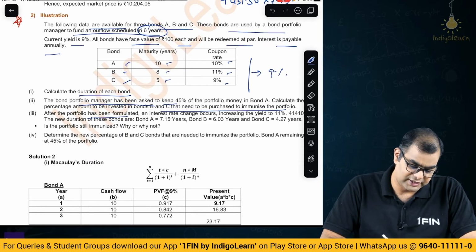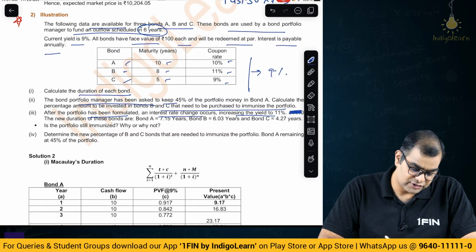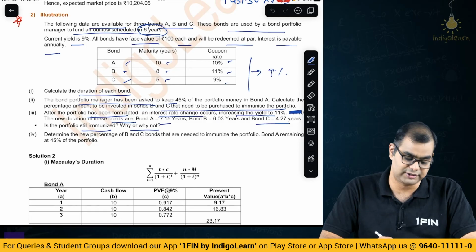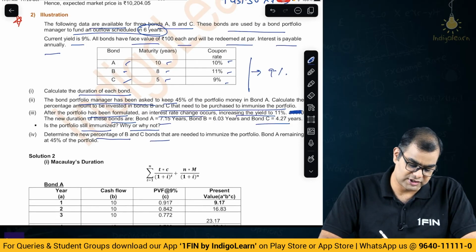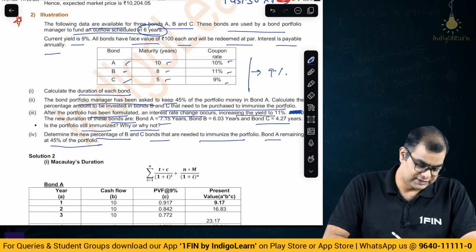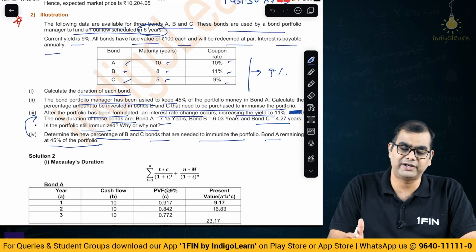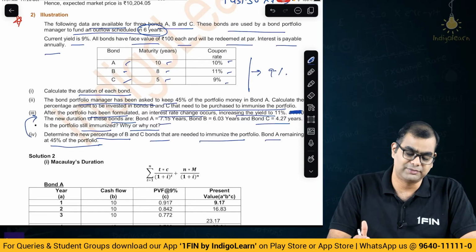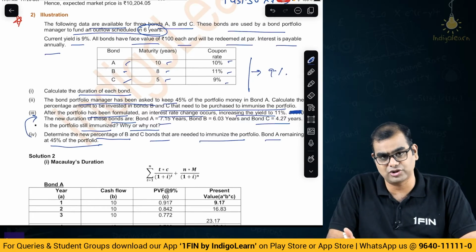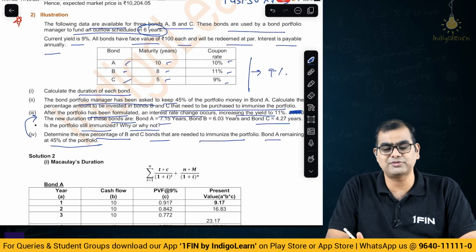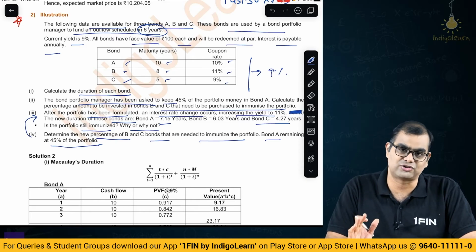After the portfolio has been formulated, an interest rate change occurs, increasing the yield to 11%. The new durations of these bonds are: bond A is 7.15, bond B is 6.03 and bond C is 4.27. Is the portfolio still immunized? Why or why not? Determine the new percentage of B and C bonds that are needed to immunize the portfolio, with bond A remaining 45% of the portfolio. So what they are saying here pertains to this point. First find out the durations. For those durations, find out the ratios in which bonds B and C have to be there, so that the average duration is 6. Then there is a change in durations because of the change in interest rate. So now find the revised ratios. That is what it is.